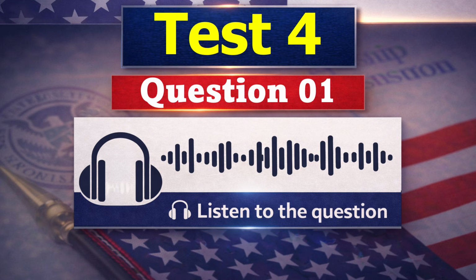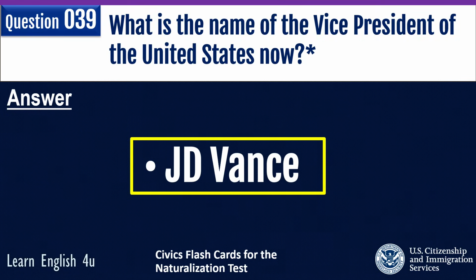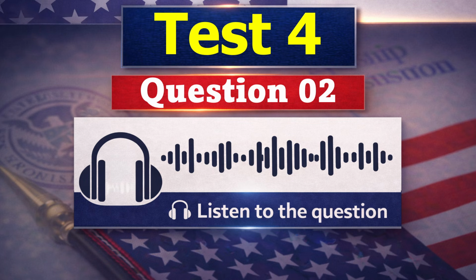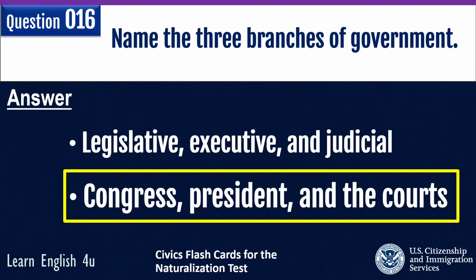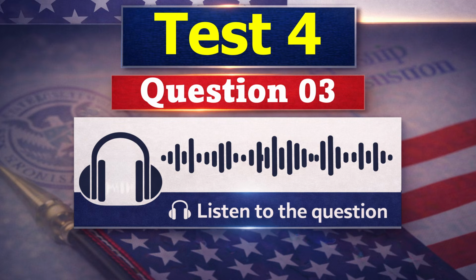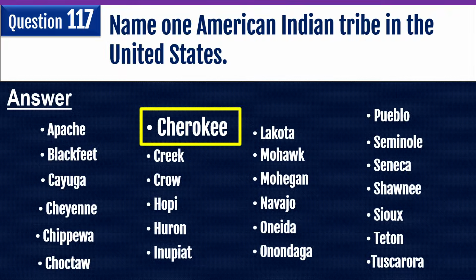What is the name of the Vice President of the United States now? J.D. Vance. Name the three branches of government. Congress, President, and the courts. Name one American Indian tribe in the United States. Cherokee.